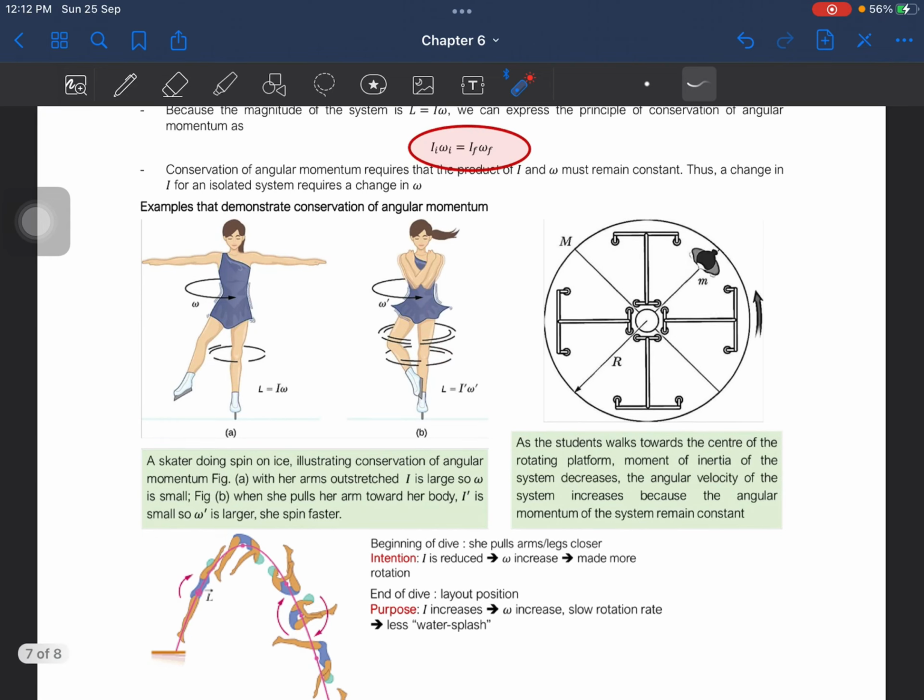Okay. This one also, as the student walks towards the center of the rotating platform, the moment of inertia of the system decreases, so the angular velocity of the system increases due to the angular momentum of the system that remains constant.